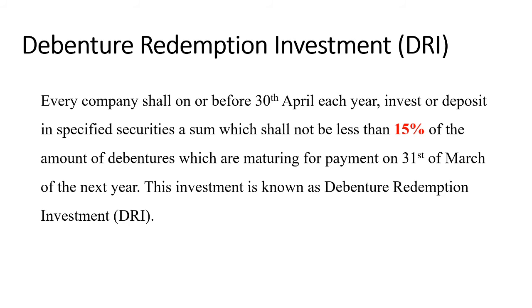Suppose if company is planning to redeem debentures on 31st March 2021, then it means that before April 30th, 2020, company has to make investment in specified securities which should not be less than 15% of the amount of debentures which company is going to redeem on 31st March 2021.